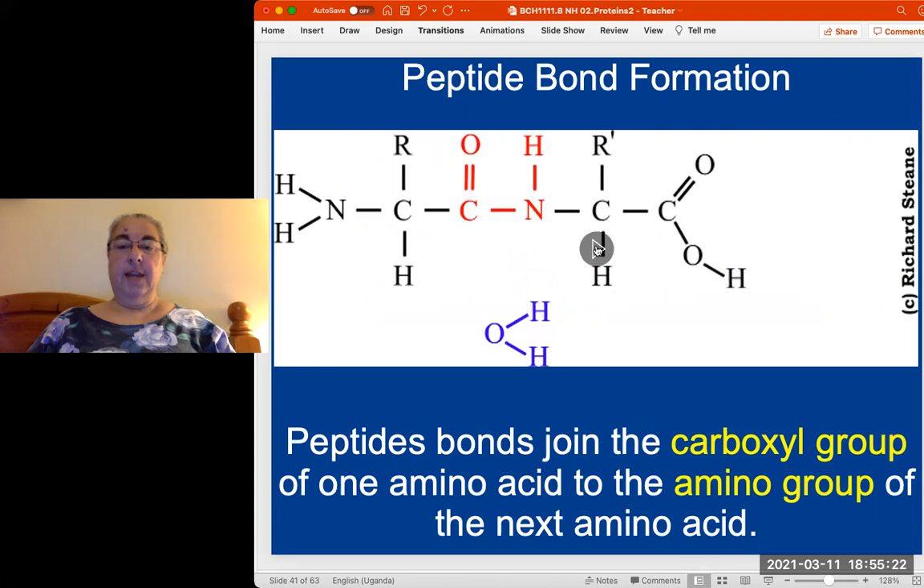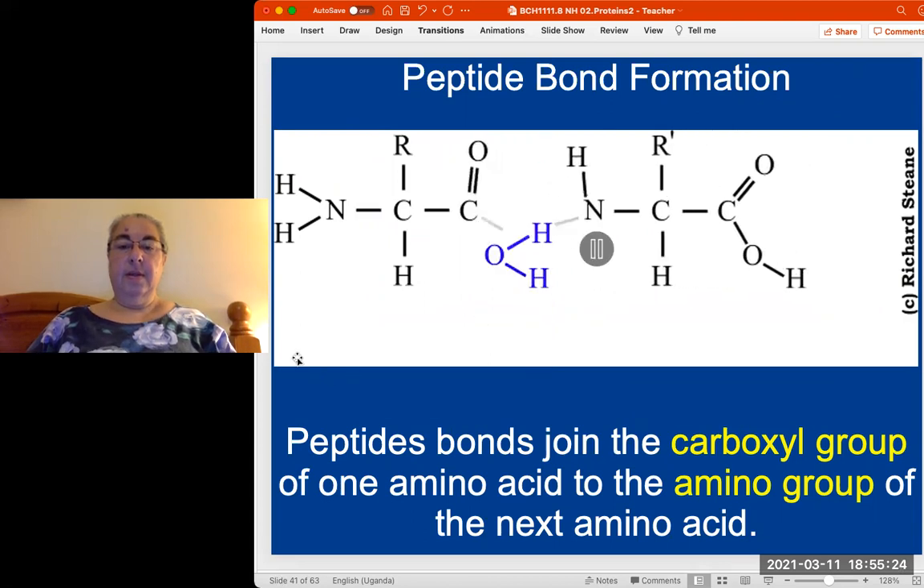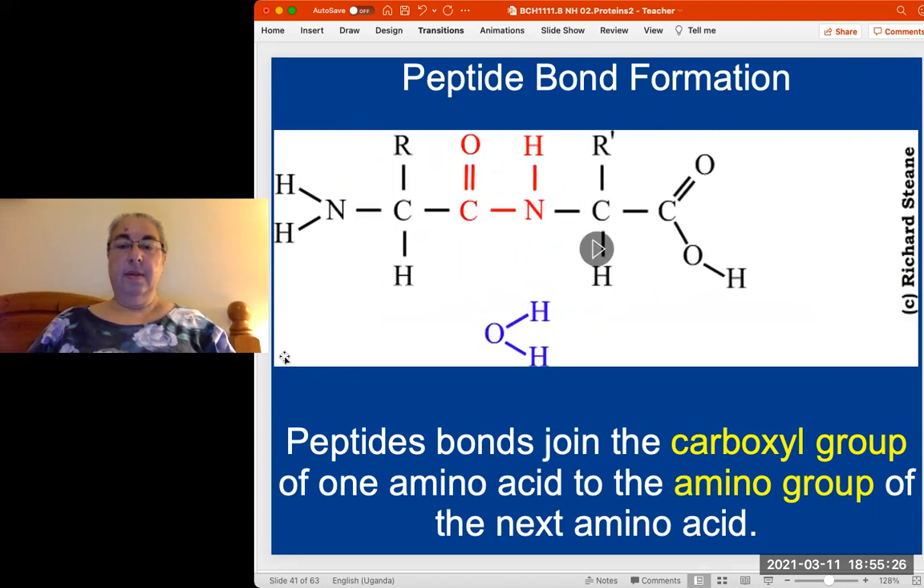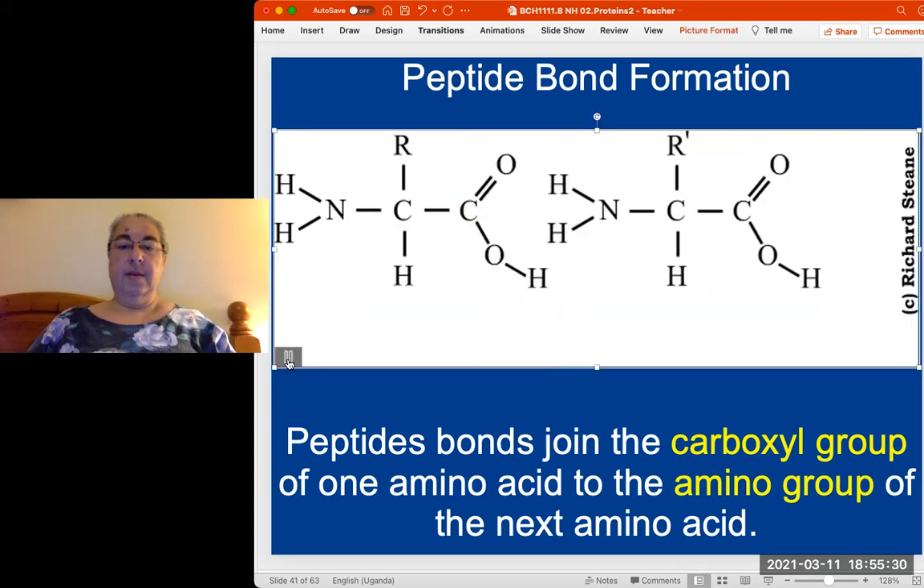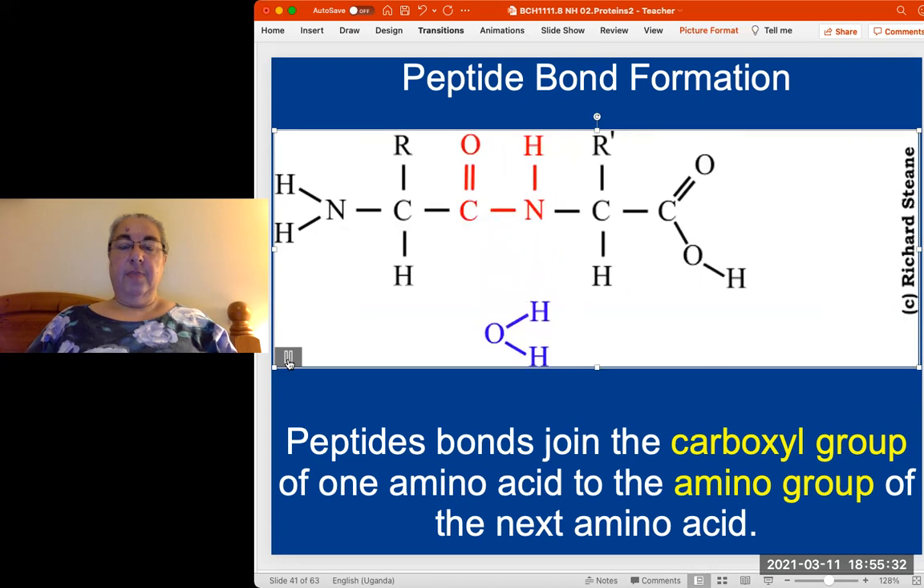Okay, let's see that again. Okay, and again. So the bond forms between the carbon of the carboxyl group of one amino acid and the nitrogen of the amino group of the next amino acid. So this bond is the peptide bond.